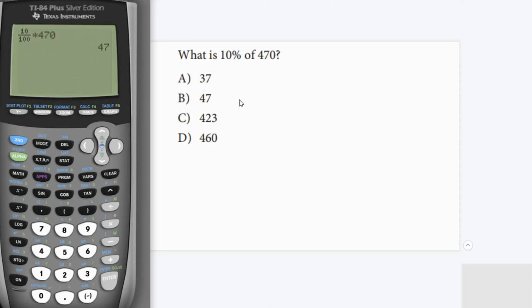So this is basically how you can deal with percentage problems like this for your SAT math using this calculator. It is now fast. Let's go to the video, guys.